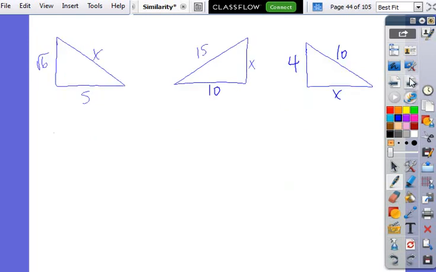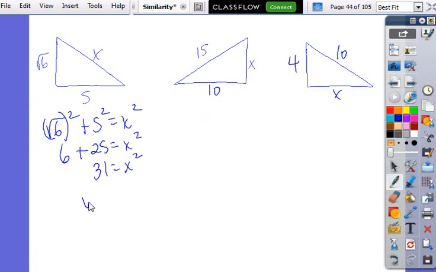So if I had something like this, what would my setup be? The square root of 6 squared plus 5 squared equals x squared. What happens with the square root of 6 squared? 6 plus 25 equals x squared. So 31. And then I'm going to square root that. That's going to be 5.5 probably. 5.56. So it's going to be 5.6.